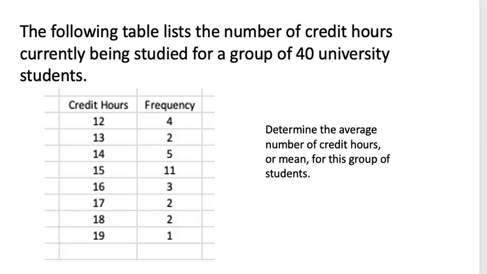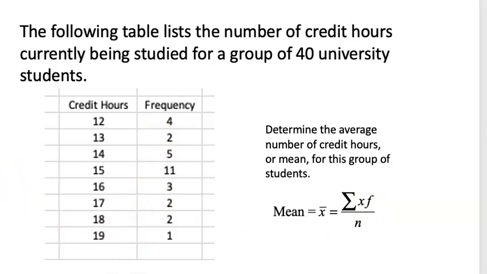Now we could write down 12 4 times, write down 13 twice, write down 14 5 times, write down 15 11 times, write down 16 3 times, 17 twice, 18 twice, 19 once, add them all up, and then divide by 40. But that's not terribly efficient. We have another rule here that we can use. The mean, in this symbol x bar, x with a line over it, is the sum of the x times f, the number times the frequency, divided by the total n.